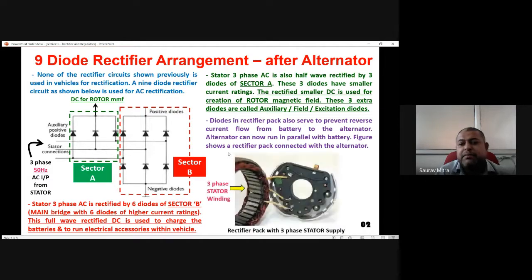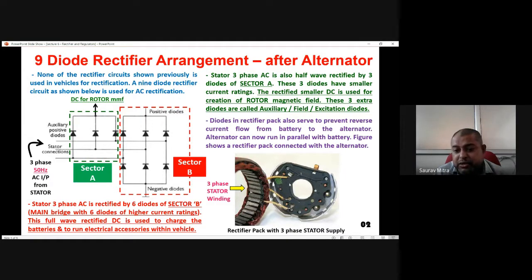The figure shows a rectifier pack connected with the alternator. You can see this is the casing of the big alternator, and inside this casing, behind this plastic module, all these circuits are connected. This is the stator of the Bosch alternator, and from the stator coil three wires are taken. This is a delta connected stator, that's why only three wires are coming. For a star connected stator there will be four wires, three phases, and one neutral point is also required to be taken out. Only 3 points are taken out here, so I can say there is a delta connected stator.